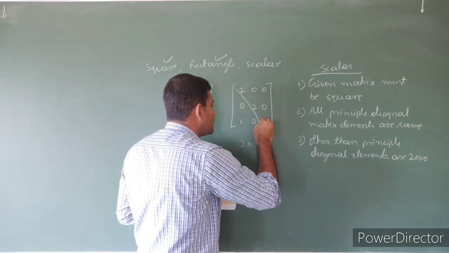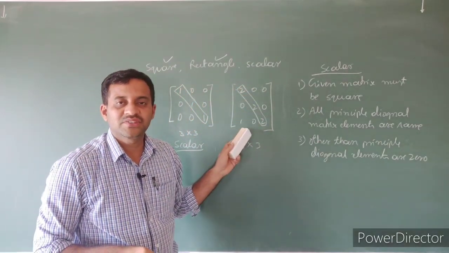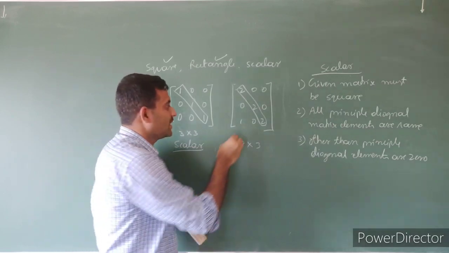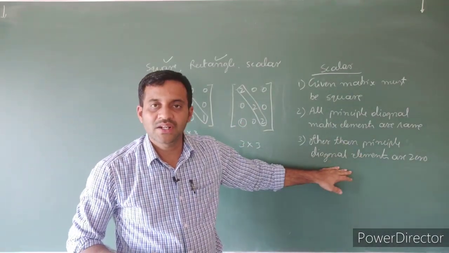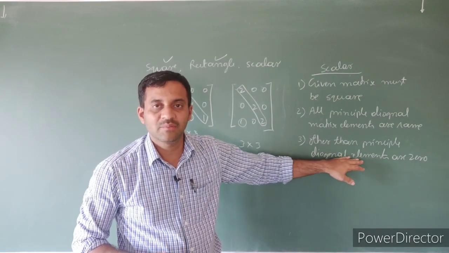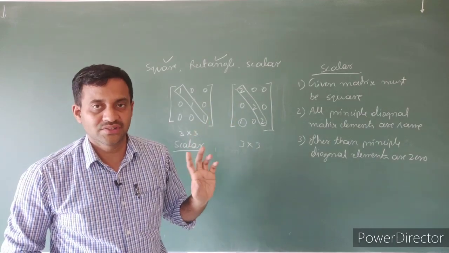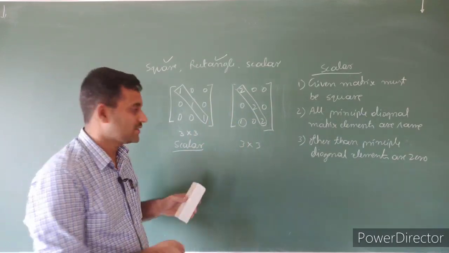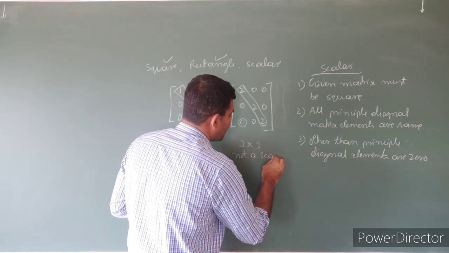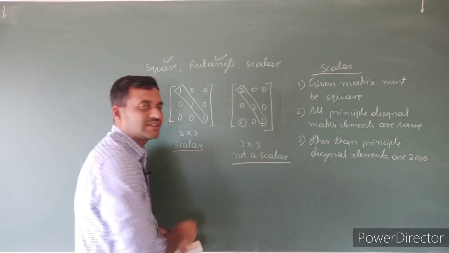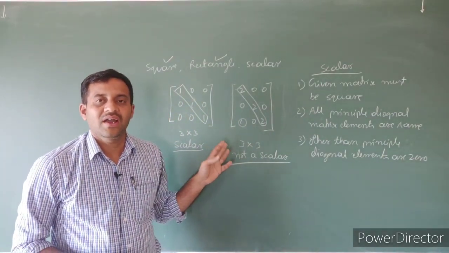All the principal diagonal elements are also same, but the rest of the elements are not equal to 0. See here, there is a 1. The condition is that other than principal diagonal elements, all must be 0, but here the rest of the elements are not equal to 0. Hence, the given matrix is not a scalar. So these are the conditions to verify scalar, square and rectangle.